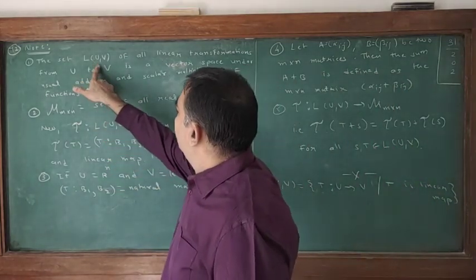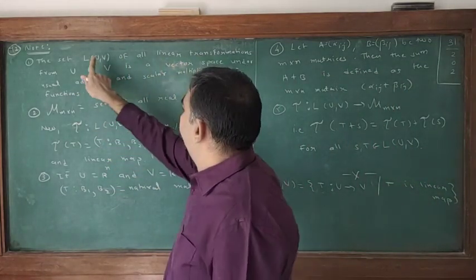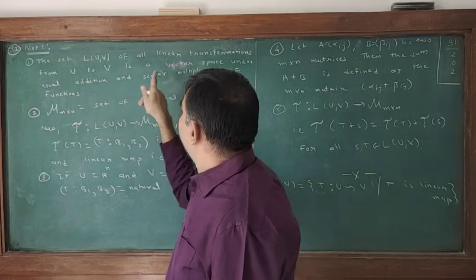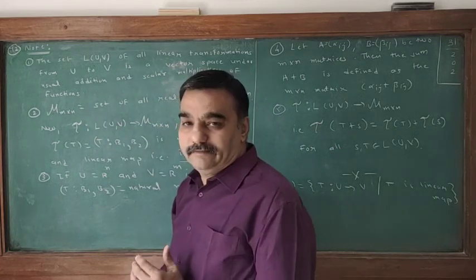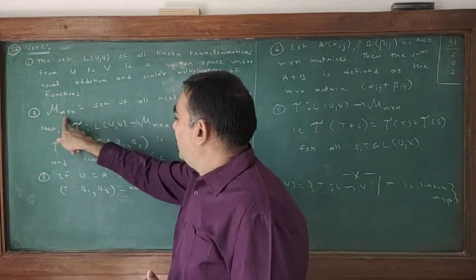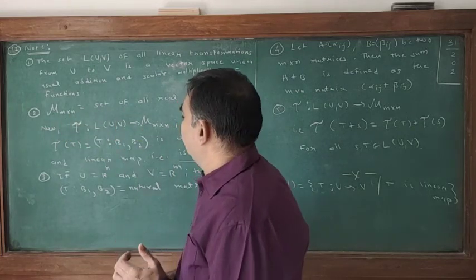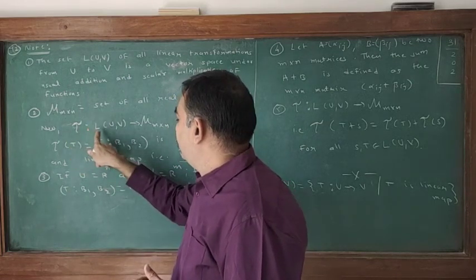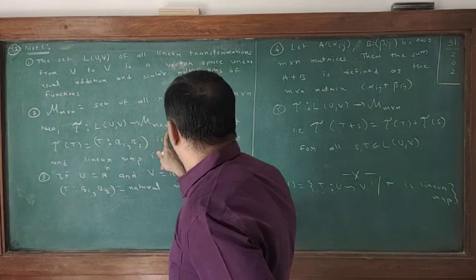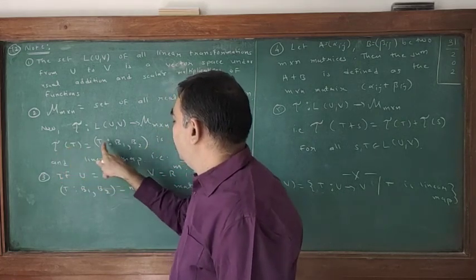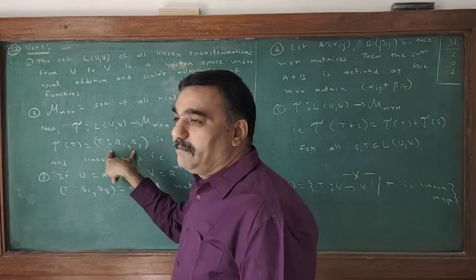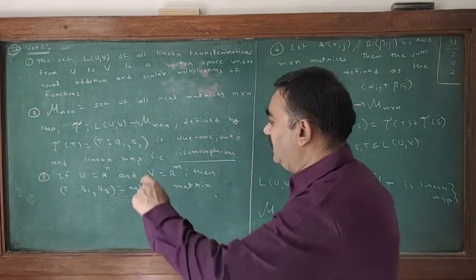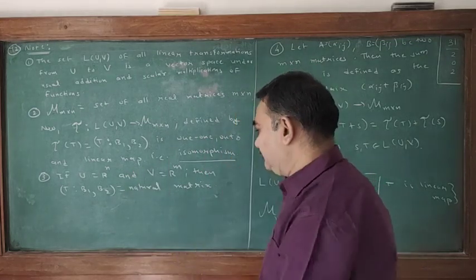The set L(U,V) of all linear transformations from U to V is a vector space under the usual addition and scalar multiplication of functions. Script M cross N is the set of all real matrices M cross N. Tau is a function from L(U,V) to M cross N defined by tau of T is the matrix associated with T. This is 1-1, onto and a linear map, that is an isomorphism.